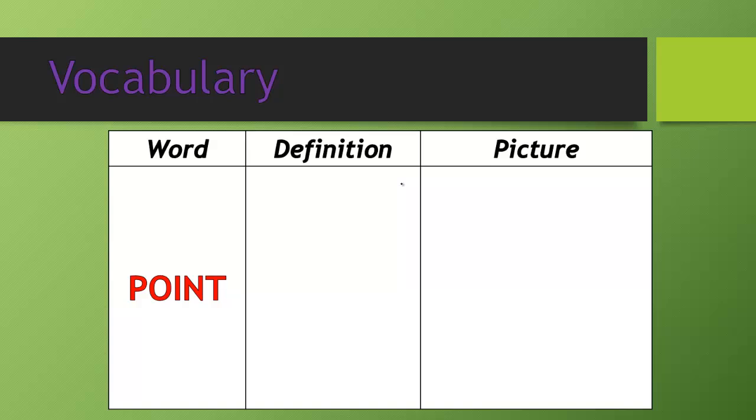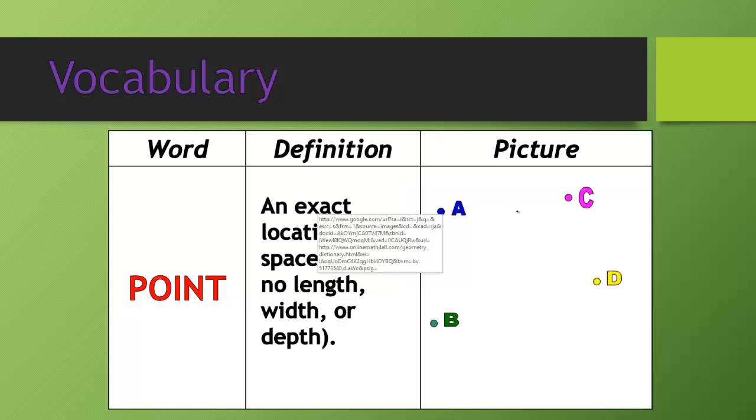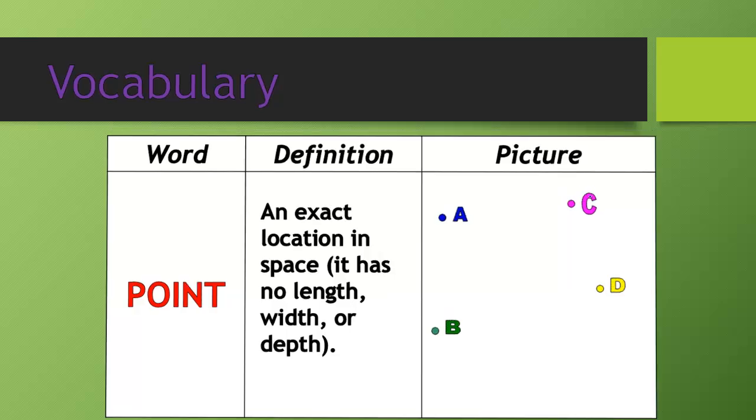So the point is an exact location in space. It doesn't have any length, width, or depth. And basically, if you were to look at an image, it would just be a dot and it would be labeled with a letter to basically denote the point. That doesn't mean that it occupies any space or anything.